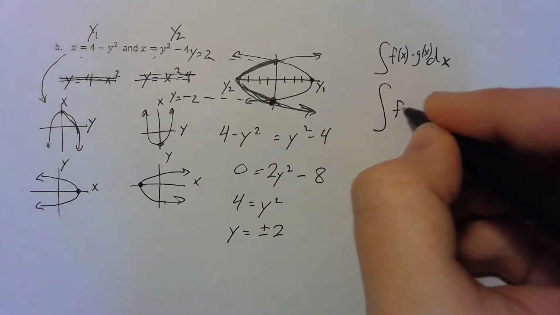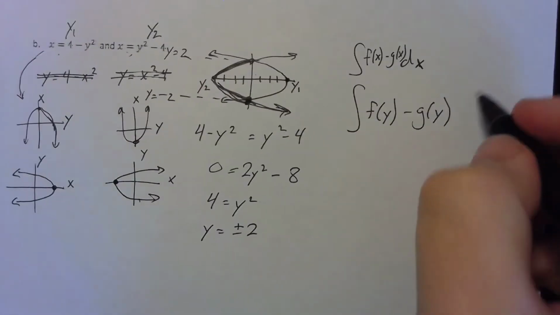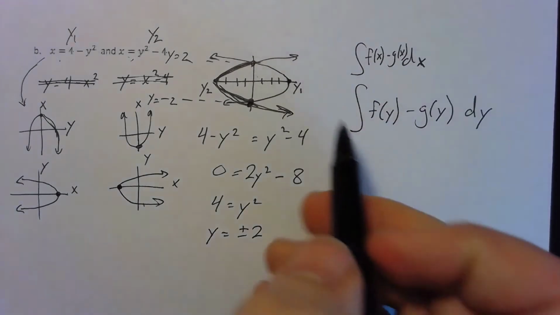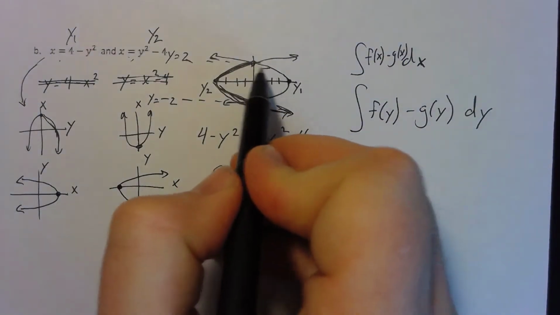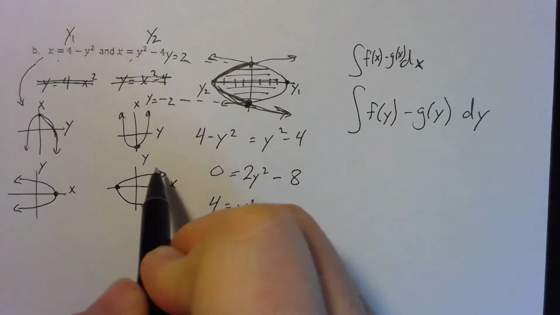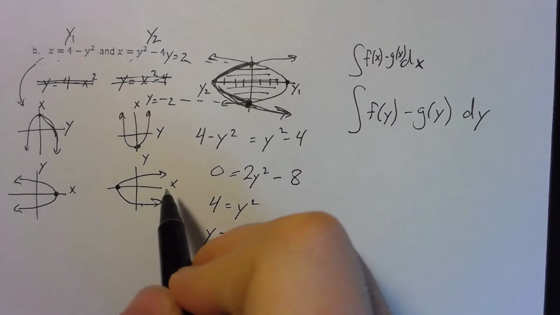The other way I can do these problems is if I were to change the functions so that they're in terms of y's, and I cut the integral in terms of y's. Meaning, I'm going to go ahead and slice this thing sideways. And you'll notice by slicing it sideways, the y1 function is always on top of the y2 function.